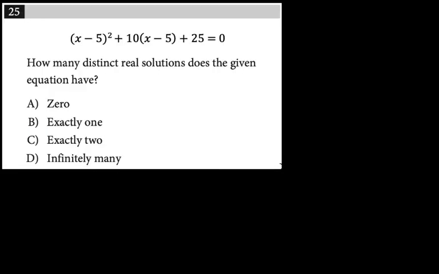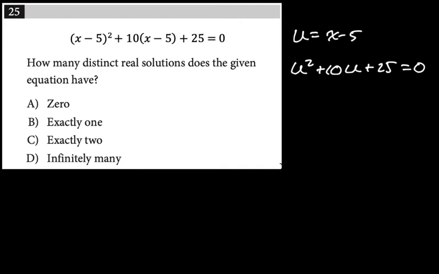So the quantity x minus 5 squared plus 10 times the quantity x minus 5 plus 25 is 0. The question is, how many distinct real solutions does the given equation have? Okay, so I'm going to do this using math, because I'm very much in my element when I'm doing it. I don't necessarily think this is the best way to do it.